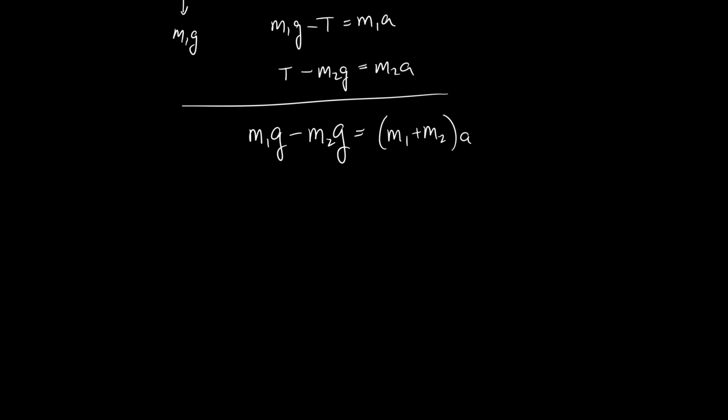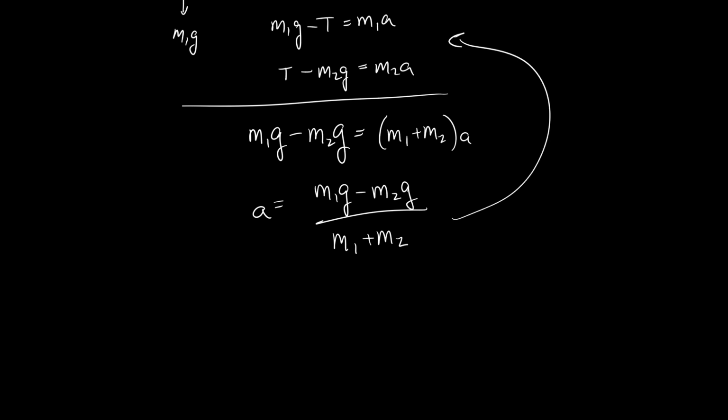We've done this already a couple of times. So A equals M1G minus M2G divided by M1 plus M2. So I now need to come up with the tension. So I need to plug this back in to one of these to get the tension. I think the bottom one's easier because the tension's already positive. So I'm going to do that one.